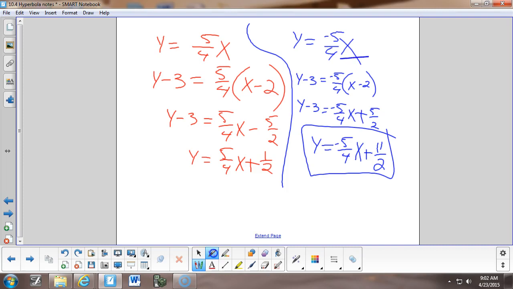So, everywhere I saw an x, I replaced it with x minus 2. Everywhere I see a y, I replaced it with y minus 3 because that's what the original graph did. It got shifted in the exact same way. So shift my asymptote in the exact same way. Distribute. Now I got positive 5 halves instead of negative 5 halves. Now when I add 3 to that, which is 6 halves, 6 halves plus 5 halves gives me 11 halves.